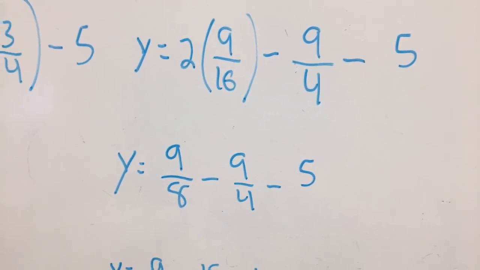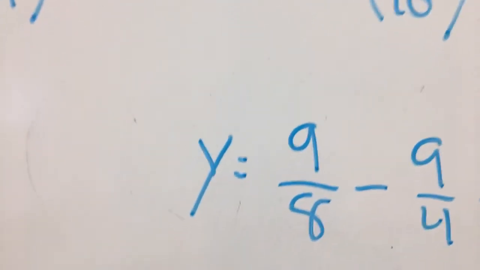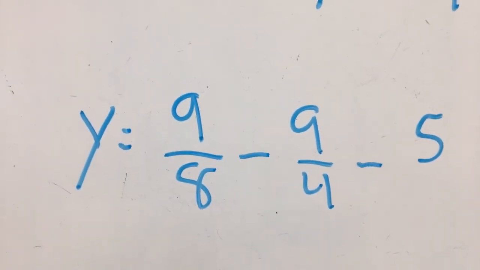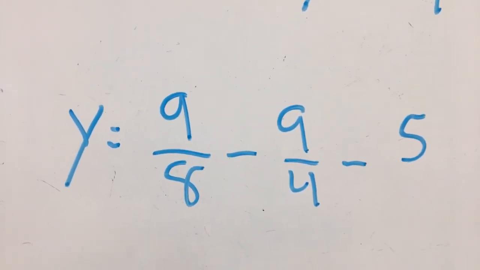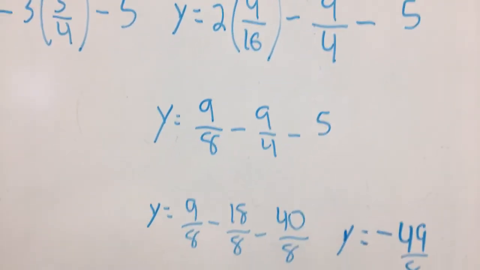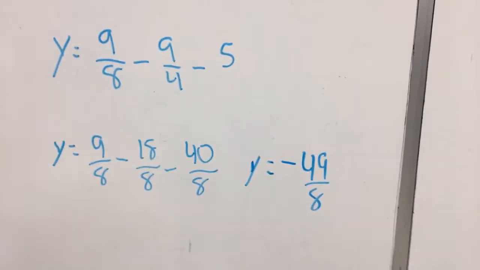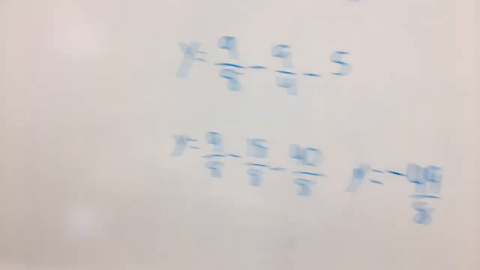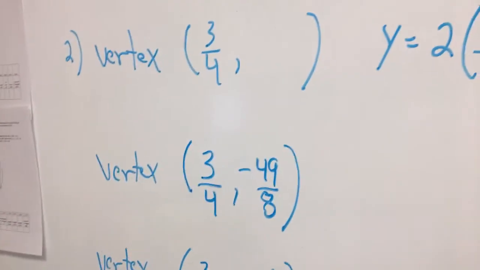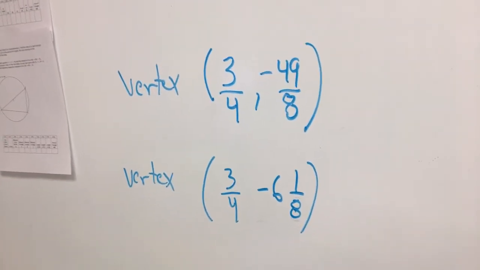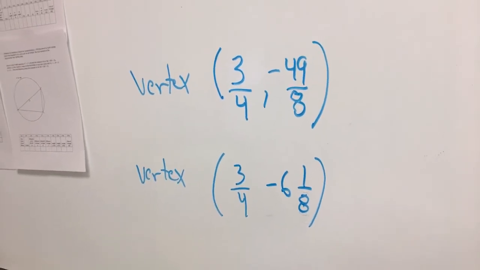Now, you're going to notice a relationship between that first term and the second term. You should be able to see something about that. Later you're going to use that as a check to make sure you're doing these right. All right, minus 5, and you clean all that up, you get negative 49/8. So the y component of the vertex is negative 49/8. So there's my vertex. When you graph it, you're going to know it's like negative 6 1/8. Okay, not bad.